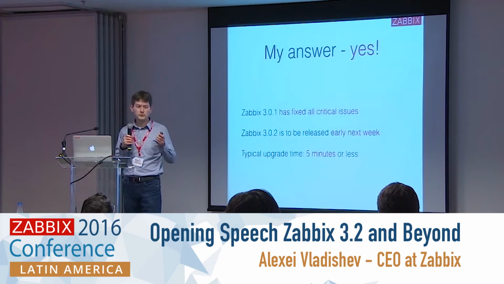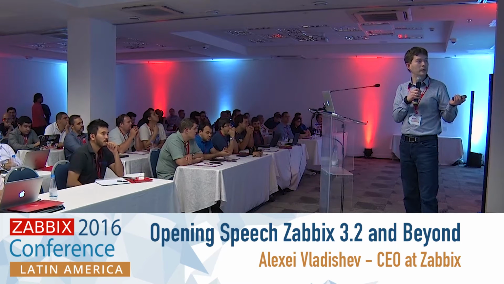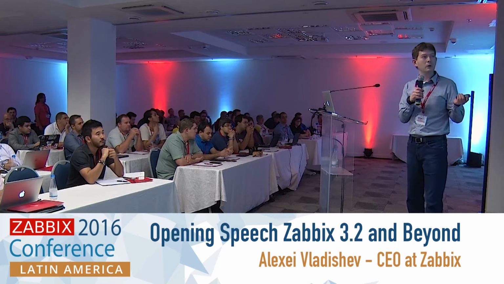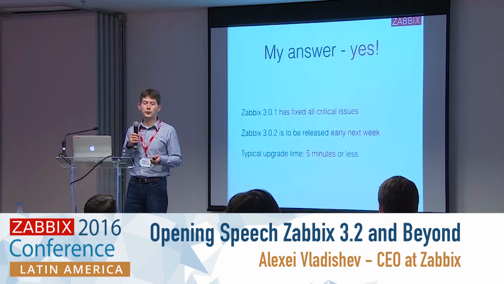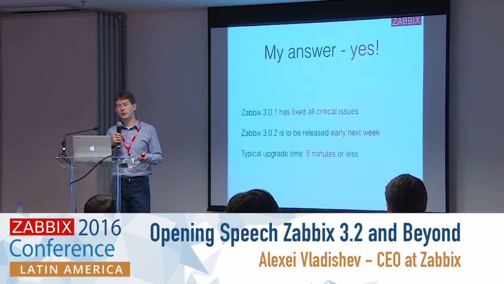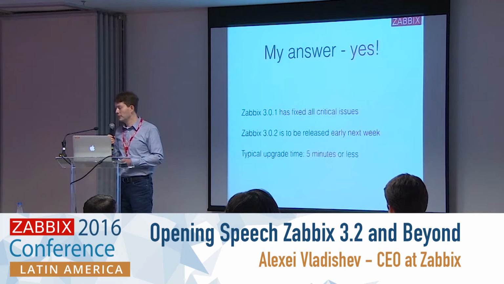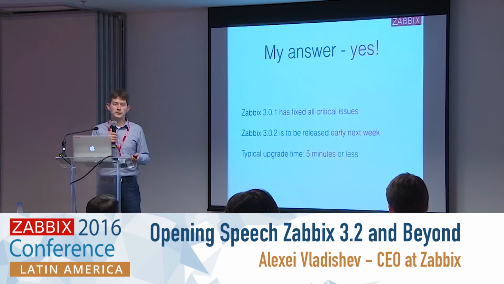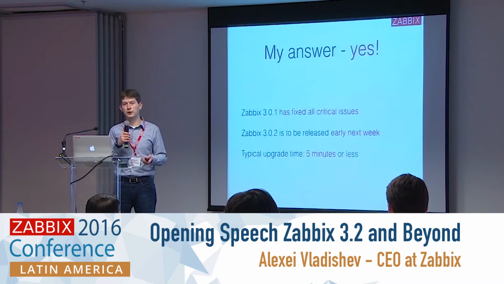After maybe a couple of weeks after release of 3.0, we had a version 3.0.1 which fixed all critical issues. At this moment, we have 3.0.2 release candidate 1. So it means that 3.0.2 will probably be released early next week, if everything is fine. So 3.0.2 will be released next week. If you'd like to be absolutely sure in the stability of Zabbix, or you want to be careful, I would probably suggest to wait for 3.0.2. It comes also with a number of bug fixes.